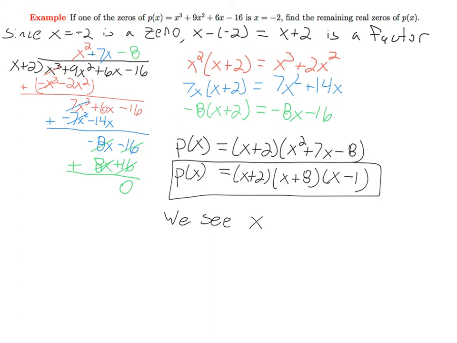So now we see, well, we knew that x equals minus 2 was a zero. We now see from the factor x plus 8 that x equals minus 8 is a zero, and from the last factor, x equals 1. These are the zeros. Each of these zeros has multiplicity 1. So we have 3 different zeros.